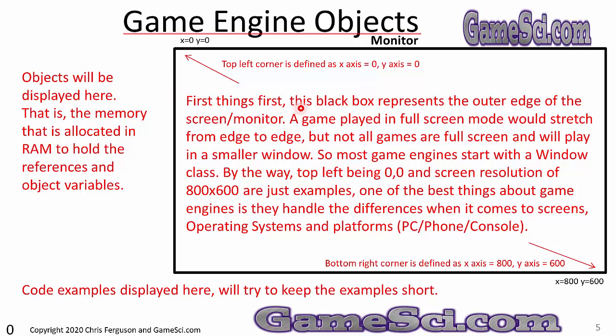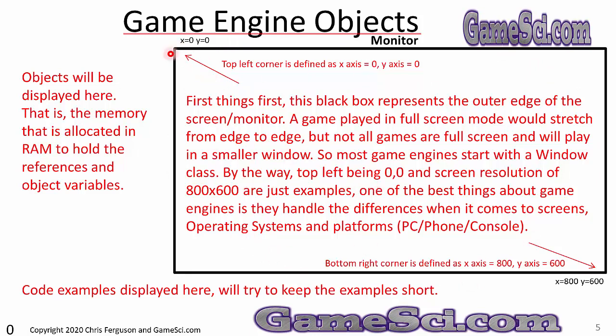First things first, this black box represents the outer edge of the screen or monitor. A game played in full screen mode would stretch from edge to edge. See this black box? Full screen mode, the game takes up the whole box, the whole screen. But not all games are full screen and will play in a smaller window. So most game engines start with some sort of window class. They'll provide a class that puts up a window to play your game in.